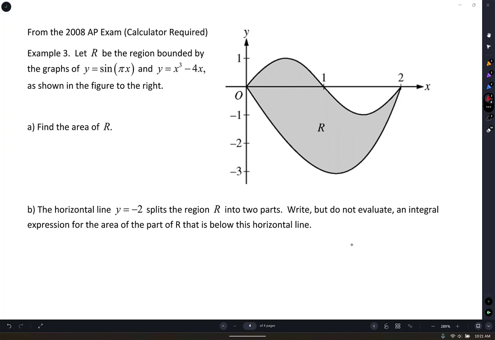So from the 2008 AP exam: let R be the region bounded by the graph y equals sine pi x and y equals x cubed minus 4x, as shown in the figure to the right. Find the area of R. Let's observe, they did not label what is what. Sometimes they tell you this is F, this is G, and you can use those letters. This time, because they did not label them, they're going to want you to write the expression and the integral. You do not have to evaluate anything by hand.